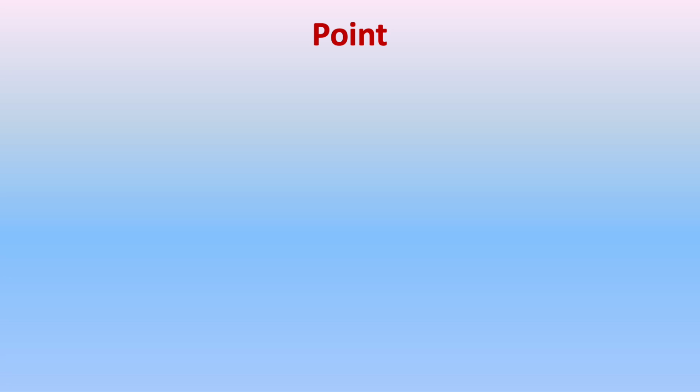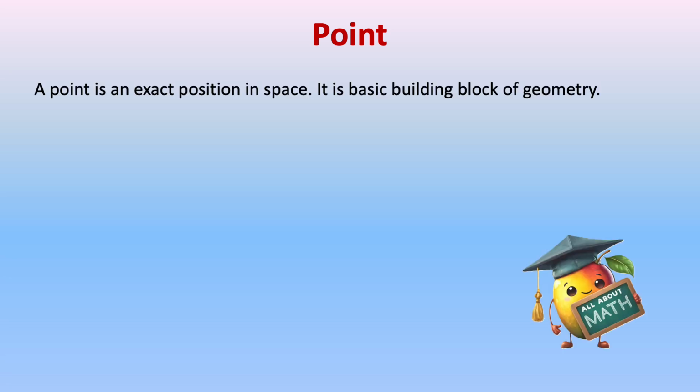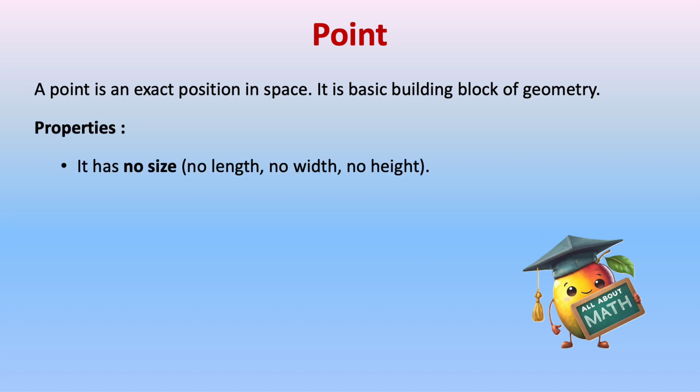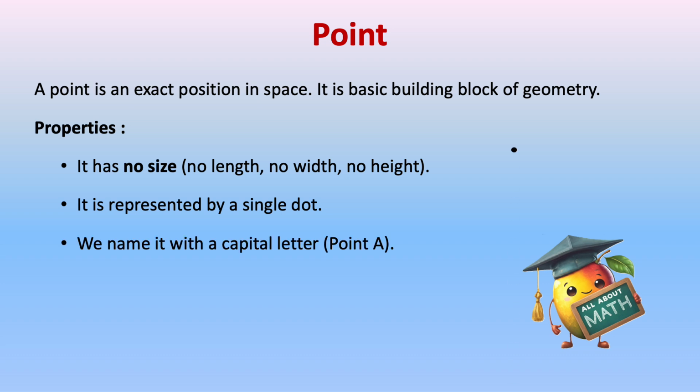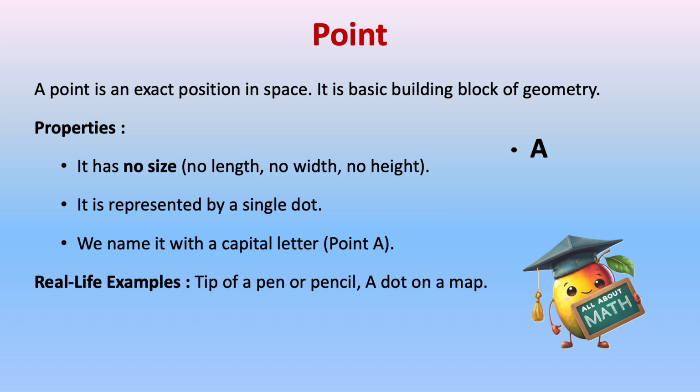Let's understand what is a point. A point is an exact position in space. It is the basic building block of geometry. Properties: it has no size, no length, no width, no height. It is represented by a single dot. We name it with a capital letter, point A. Real life examples: tip of a pen or pencil, a dot on a map.